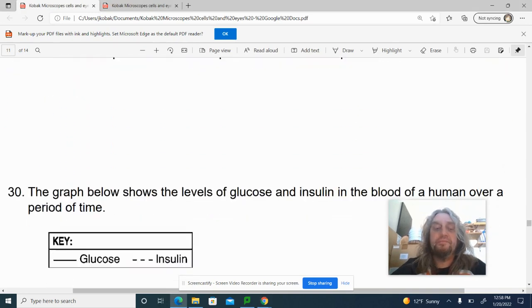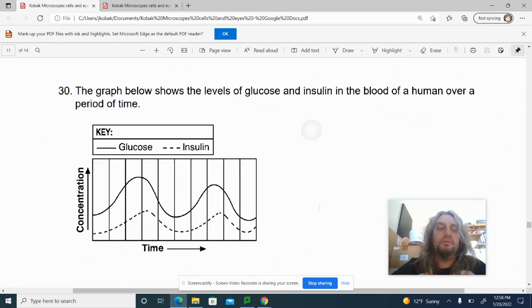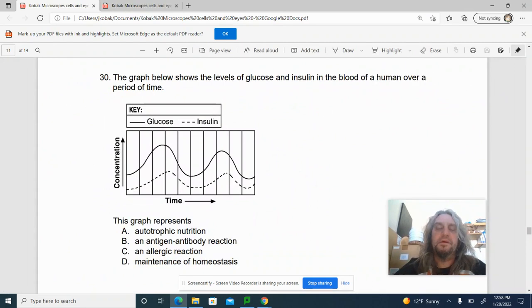Question 30. The graph below shows the levels of glucose and insulin in the blood of a human over a period of time. This graph represents A. Autotrophic nutrition, B. An antigen-antibody reaction, C. An allergic reaction, D. Maintenance of homeostasis.